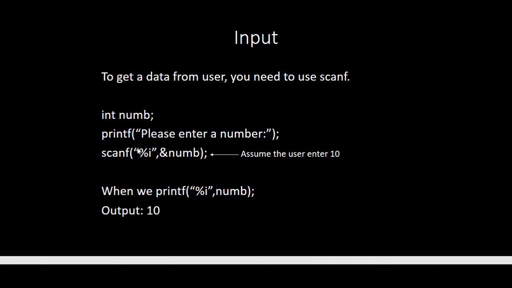Input. Sometimes we need the user to enter a value for our variable. To do so, we need to use scanf. The printf here function is basically just to tell the user instruction. So the scanf here, the percentage i means that it is expecting the user to input an integer value, and then this symbol here means that it will store the input by the user into this variable num. Assume that the user entered 10. When we print the variable num, the output will be 10.